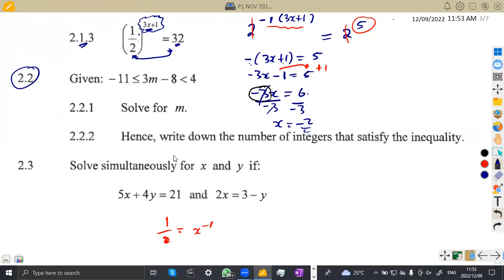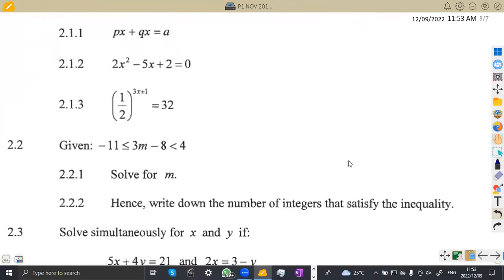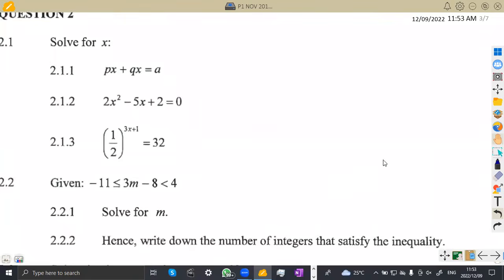2.2, given that 3m minus 8 is greater than or equal to -11 but less than 4, solve for m. This is actually a simultaneous inequality that you're given, whereby you'll be given two inequalities. Let's just use this space here. We're given two inequalities to solve. That is 2.2.1. So you've got 3m minus 8, which is greater than or equal to -11 but less than 4. So you're solving for m in the inequality.